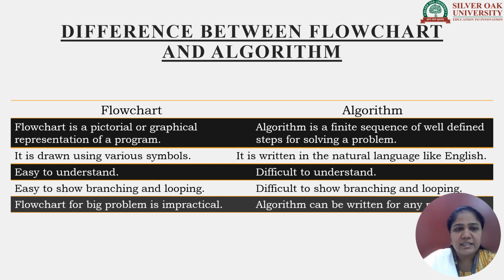As we can see, flowchart has more benefits over the algorithm, but the last statement is the reverse of it. Flowchart for a big program is impractical. Say for example, a program which has multiple conditions to be checked. At that time, showing the flowchart will not be easy, but yes, the algorithm can be written. Whatever the complexity of the program, whatever the lines of code, an algorithm can be done. But drawing the same thing on a single page will not be easy with a flowchart. So that is why the last statement says that flowchart for a big problem is impractical and an algorithm can be written for any kind of program.